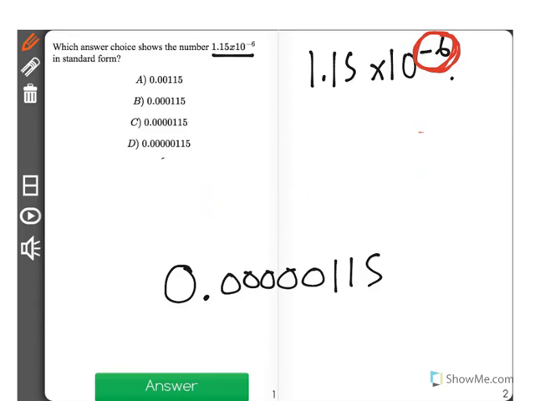So let's look at our answer choices. A has 0, 2 zeros, then 115. Again, I'm looking for 5 of them. B has 3 zeros. C has 4. D has 5 zeros, so that's the correct answer.